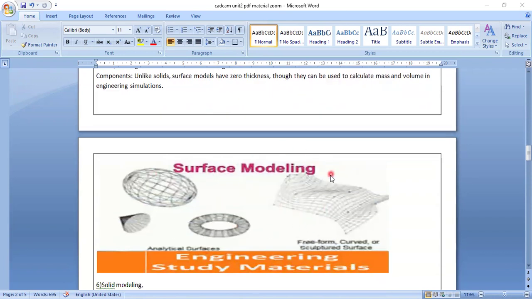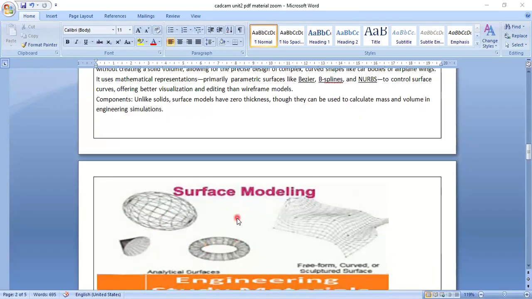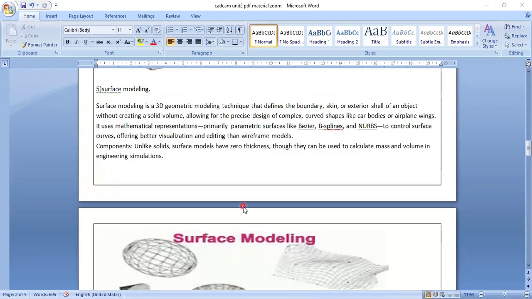First, I will go to the diagram. See the surface modeling. Here surfaces are shown: a cone, a circle. This is meshing. Freeform curved: a plane which is having some curves. Here also a 3D circle, a 3D cone, a 3D sphere. These are shown here. So what is happening here?